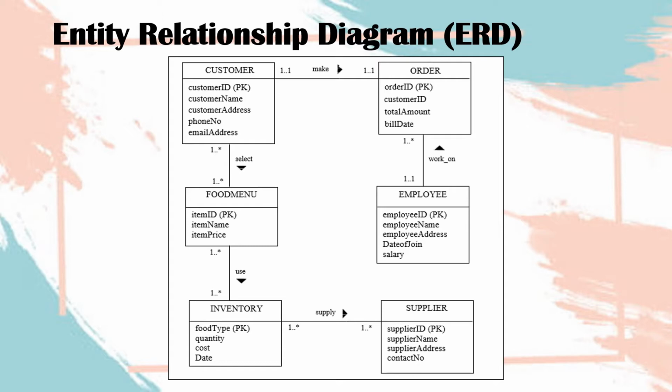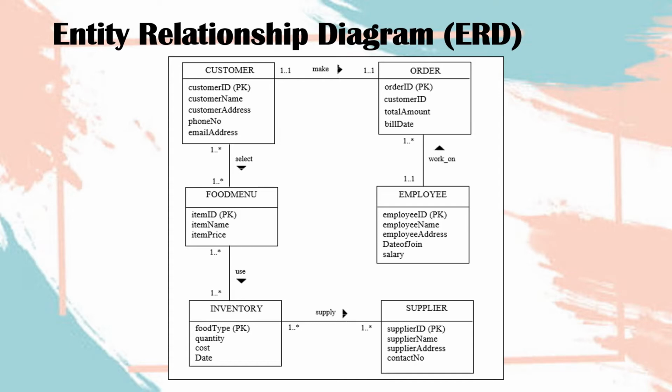Information about employee includes ID number, name, address, date of joining this catering company, and their salary. Each employee may work on one or many orders at the same time.